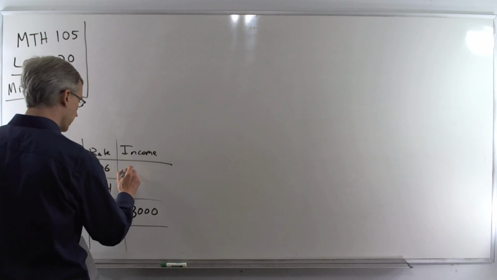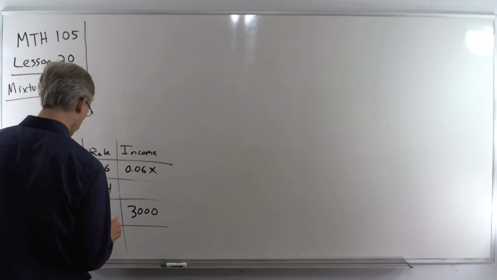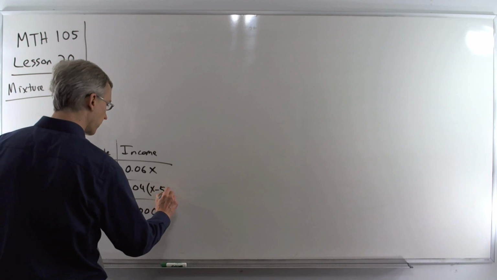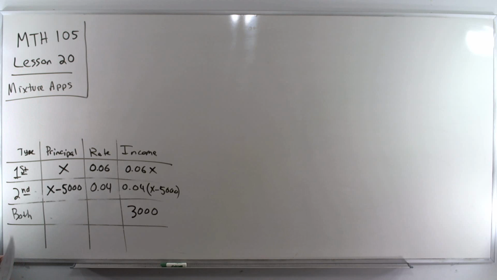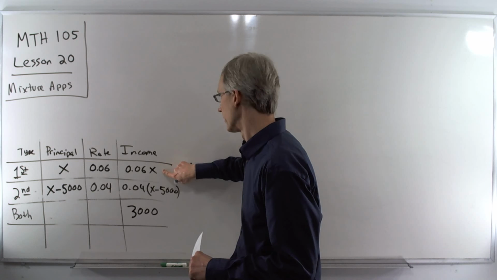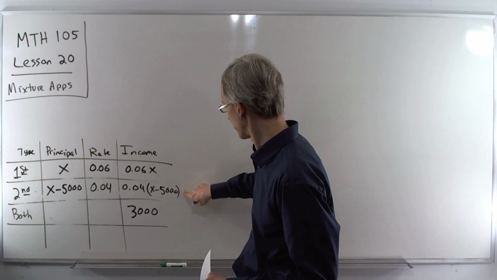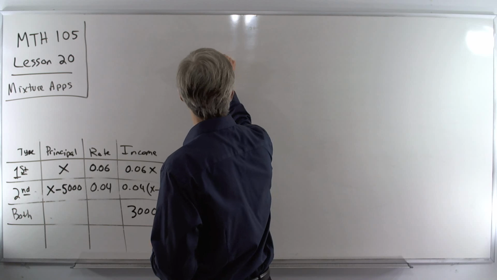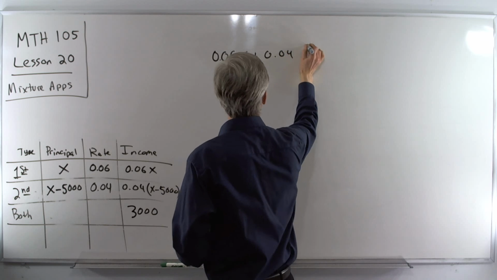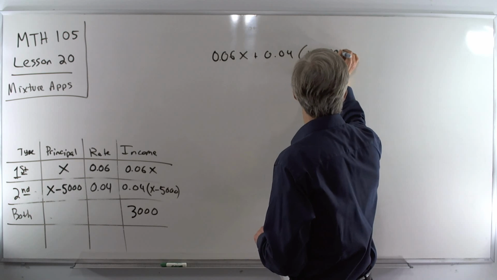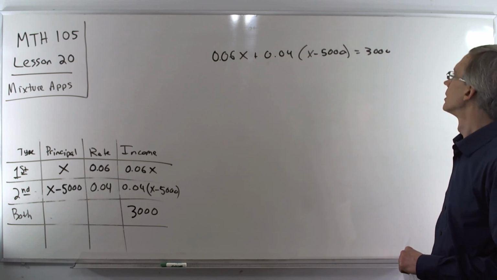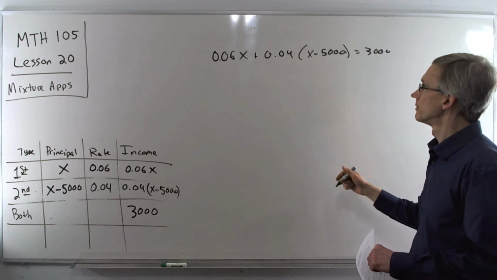Now we'll multiply straight across, get 0.06x here. And here we get 0.04 times x minus 5,000. Now we've got our last column all filled up. That's all we need. So we will add up the income from the first investment plus the income from the second investment equals the total income. And there's the equation we need to solve. So just like with the others, we'll start by distributing.